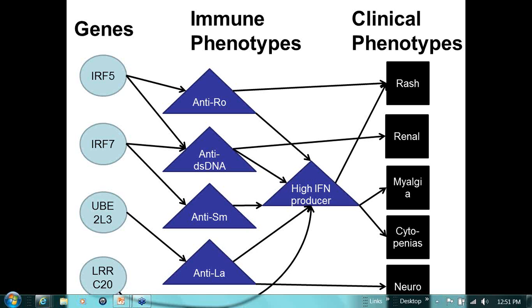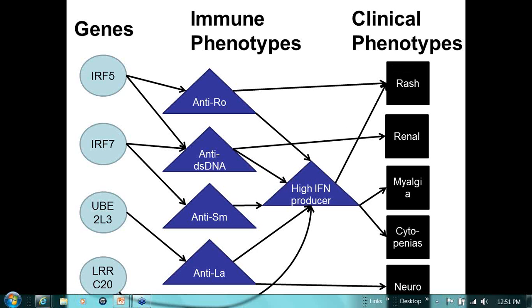People have been looking at that for a long time, and it looks like the answer is probably not. There have been many studies of this. There was a hope that this might be a marker of flare. When we first found high interferon levels, it tended to be in people who were having a lot of things going on with their disease.